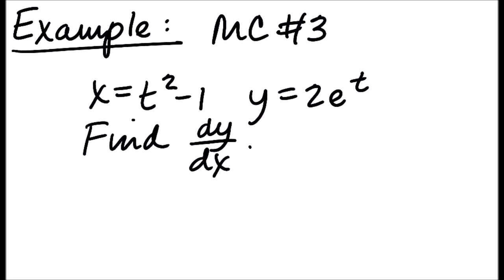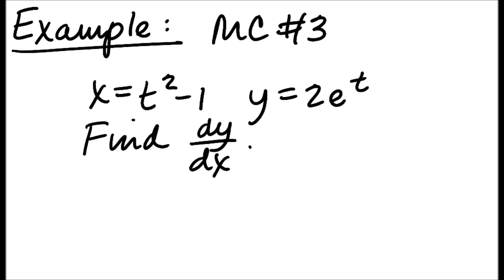So the first example I've got is number 3 from your multiple choice packet, and it says x is t squared minus 1, y is 2e to the t, find dy dx. If we encountered this on the AP exam, I would want 100% of us to get this one right because this is really just a derivative question.